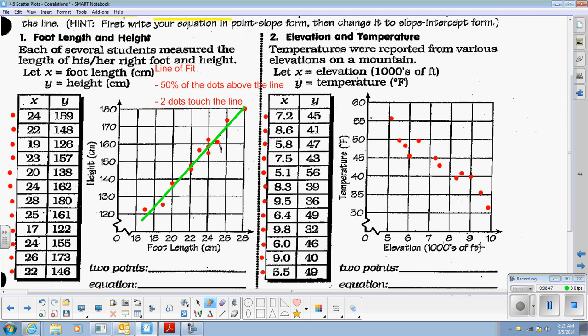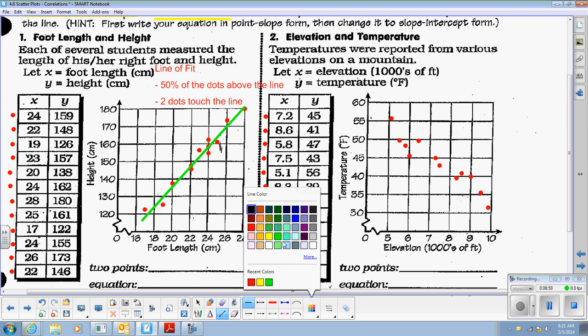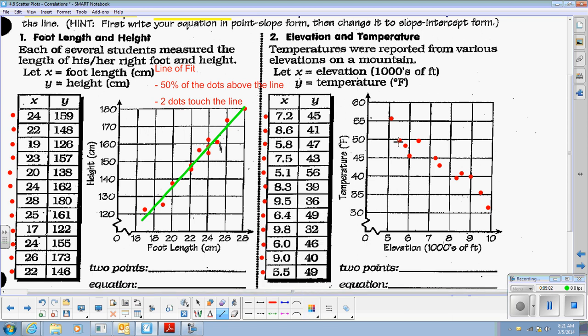So yes, there's a correlation here. This one is a negative correlation because it goes down. So let me see, since I have a correlation, let's draw in a line of fit again. So I'm going to change to my straight edge tool here, and I'm going to use my green line. And let's see what we got here. Now again, I want about 50% of the dots above the line, 50% below. And I'm looking to get 2 of the dots to touch the line.